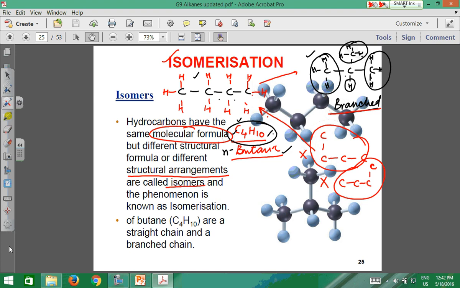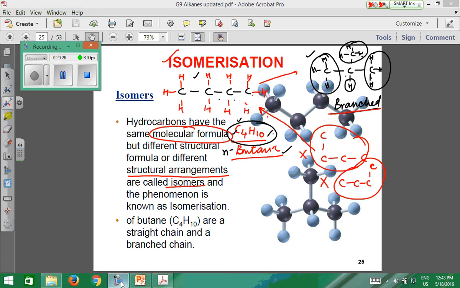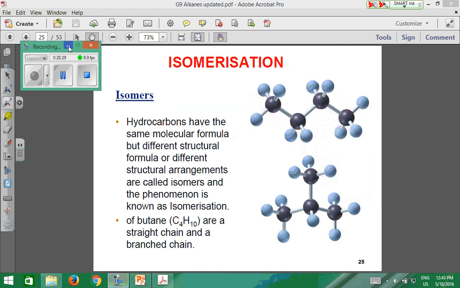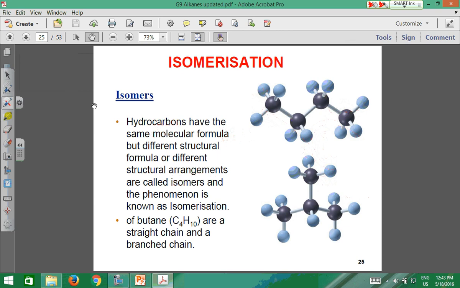As the number of carbons increases, the number of isomers will also increase. For example, if I want to write the isomers of hexane, hexane means 6 carbons: 1, 2, 3, 4, 5, 6. So the 6 carbons are there, and this is called hexane.